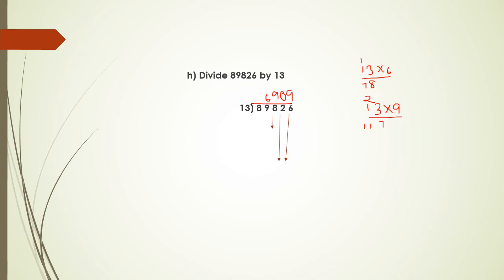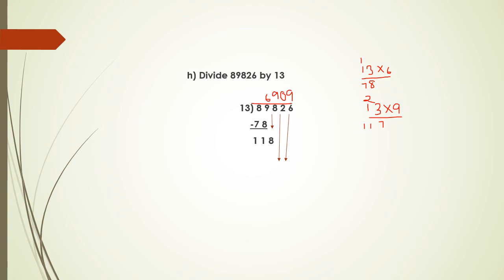So 6 you have to write right above the division bar. Then you will get 78 in the dividend. So now you have to subtract 89 minus 78. So 9 minus 8 you will get 1. Then 8 minus 7 you will get 1, so 11. So 11 you can't divide by 13. So you have to bring down 8.